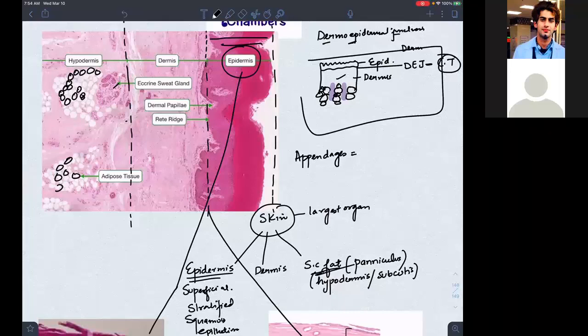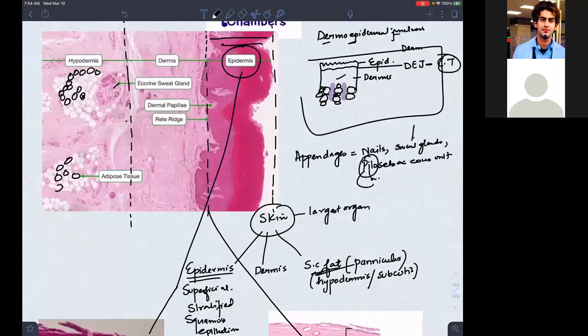So you can call nails. These are appendages of the skin. Sweat glands, these are appendages of the skin. The pilosebaceous unit, whatever you call it. Pilo means hair. So these all are included in the appendages of the skin.